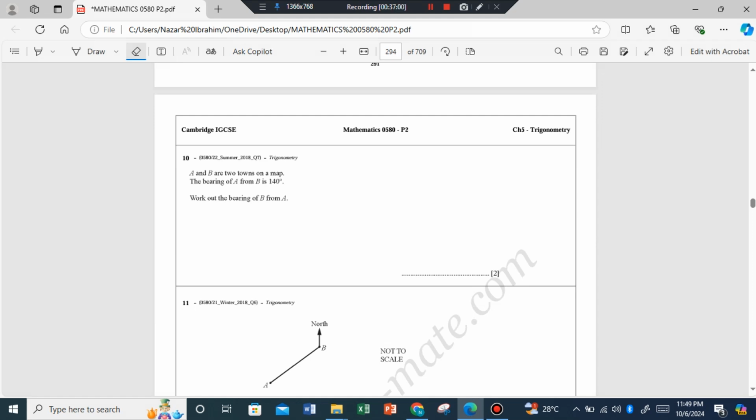Question number 10. We are having in question number 10, A and B are two towns on a map. The topic which we haven't discussed up till now is bearing. The question is saying A and B are two towns on a map. The bearing of A from B is 140, right? So first we take 2 points, right?